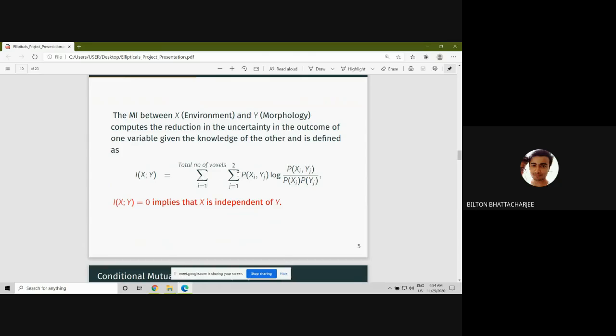So what do these two summations imply? We have x, which goes from 1 to the total number of voxels, and y, the morphology of the galaxies, which can take only two values, 1 and 2. This is the conditional probability. So what does this mean? If I(X;Y) is 0, this implies that x is independent of y. I(X;Y) can only be positive or 0. It cannot be negative. If it is positive, that means x is correlated with y.